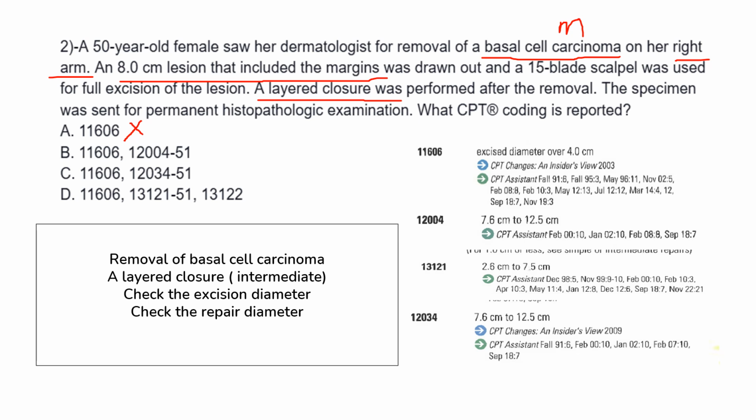12004 is for the simple repair. 13121 is for the complex repair, and 12034 is for the intermediate repair. So my answer will be answer C. And the modifier 51 is used whenever we are doing two procedures, one is excision and then the repair of the same wound, then in that case we will put the modifier 51. That is an additional procedure modifier.